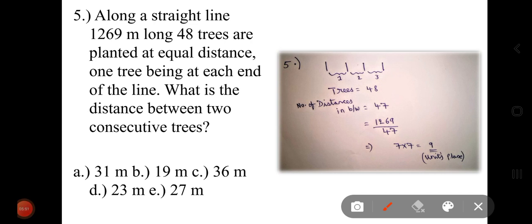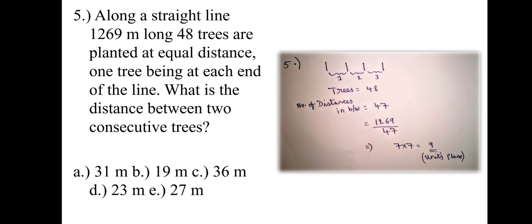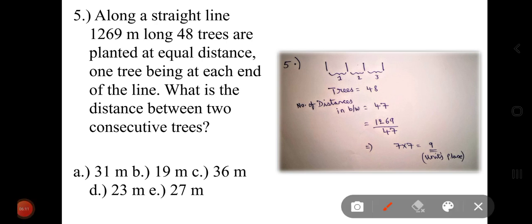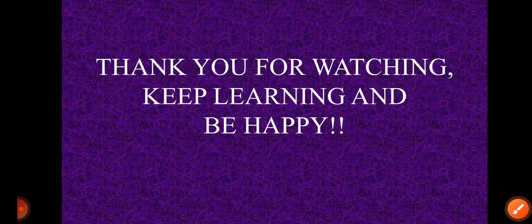The total straight line value is 1269 meters. When 1269 meters is divided by 47 distances, we will get the value of one distance. Don't solve completely. In the numerator the units place is 9, and in the denominator the units place is 7. That means when 7 is multiplied with 7, 7 7s are 49, the 9 will appear. So our answer should be ending with 7. Option E, 27 meters is the right answer. That is the value of one distance. I hope you all understood the 5 problems.